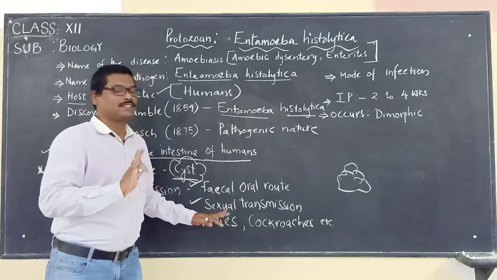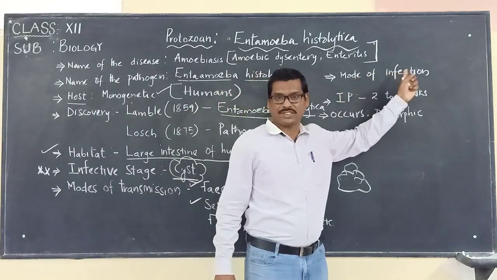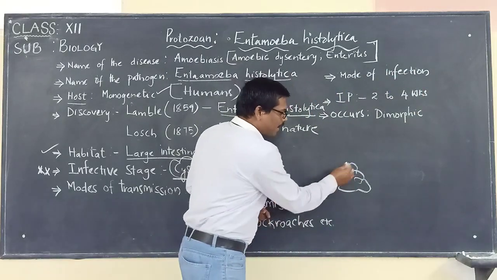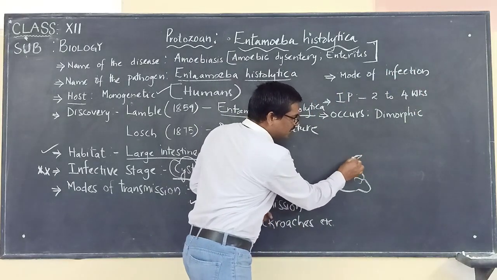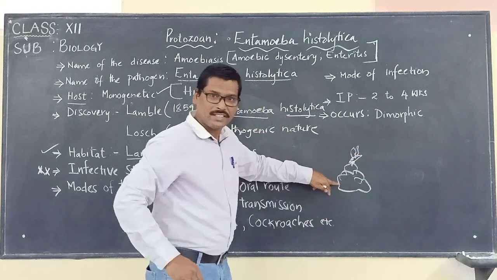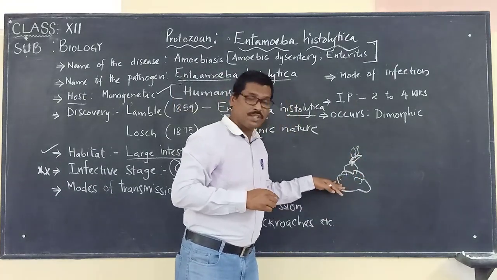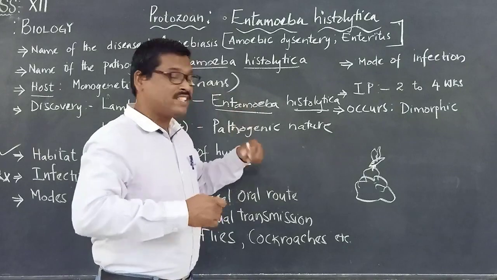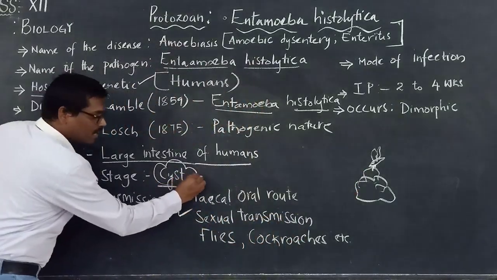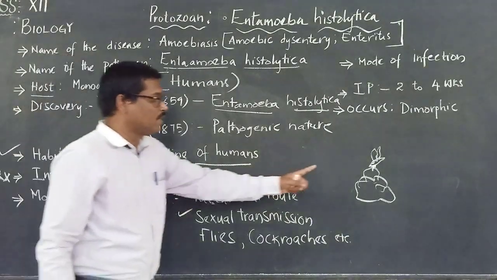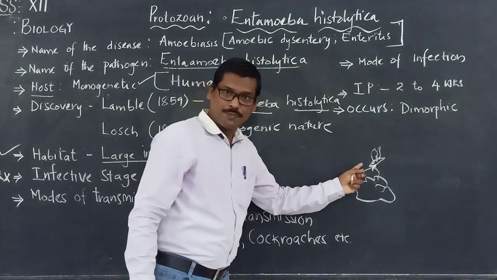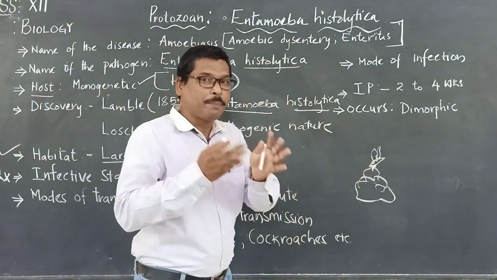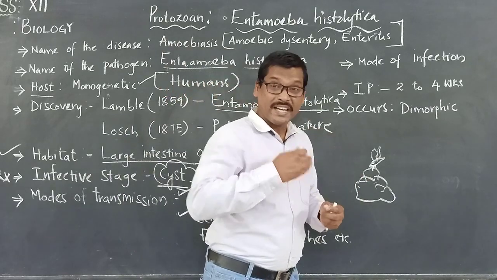Now, if you look at the mode of infection, we have to remember that the insects, or the flies, will visit the fecal matter, and on their body Entamoeba histolytica is deposited in the form of the infective stage called the cyst. Now these insects, houseflies or cockroaches, when they visit the freshly prepared food, they contaminate the food.